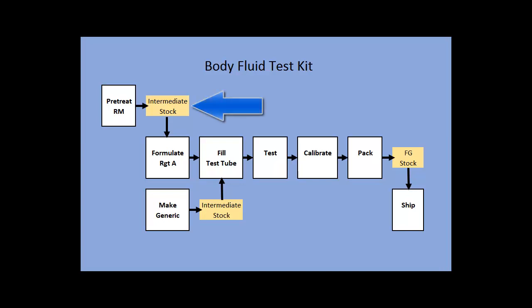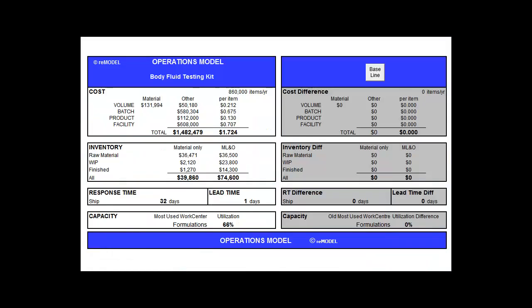There's pre-treating the raw material, which ends up in a stock. There's making a generic, which ends up in a stock. There's making the main formulation and packing, which ends up in a stock. And then there's the final shipment. The master output sheet for the operations model looks like this, as you remember. Now we'll look in greater depth by looking at cost, inventory, time and capacity elements by activity and work center.